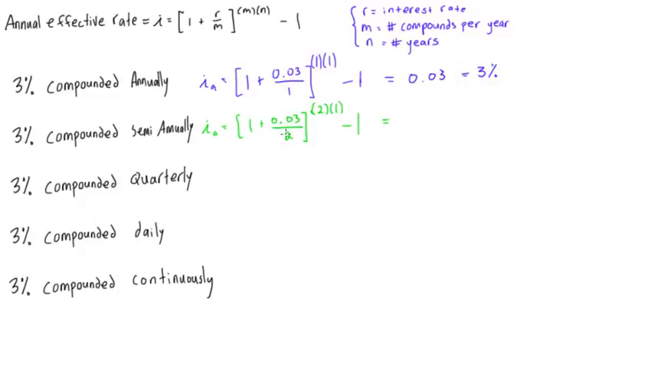And if you go ahead and do this in your calculator, you're going to find out that your annual effective rate is actually going to equal 0.030225, which is equal to 3.0225%. Okay, so this is saying that if we compound 3% semi-annually, so we take whatever investment we have, add on 1.5% interest after 6 months, and then again add on 1.5% interest on the new total after the whole year, that's the same as just compounding once per year at 3.0225%.